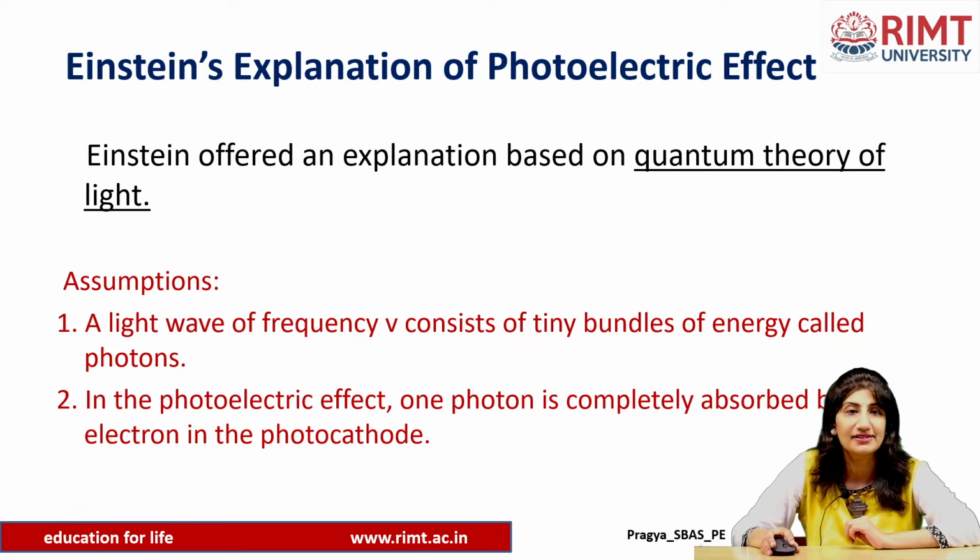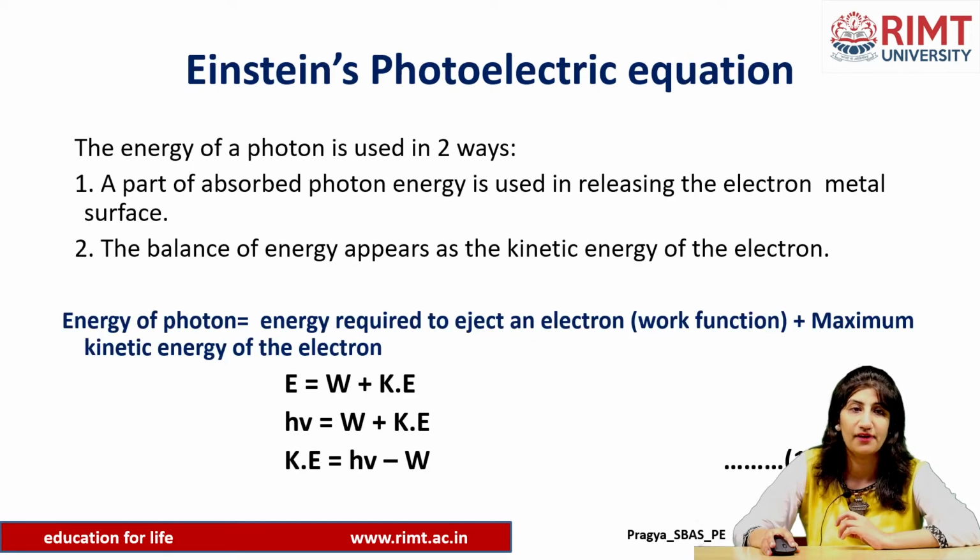So, coming to Einstein, he offered an explanation based on the quantum theory of light. Einstein made 2 assumptions. Number 1, a light wave of frequency nu consists of tiny bundles of energy called photons. And secondly, Einstein assumed that when one photon is completely absorbed by an electron, then one electron is emitted and the current occurs. So, these were the 2 assumptions of Einstein.